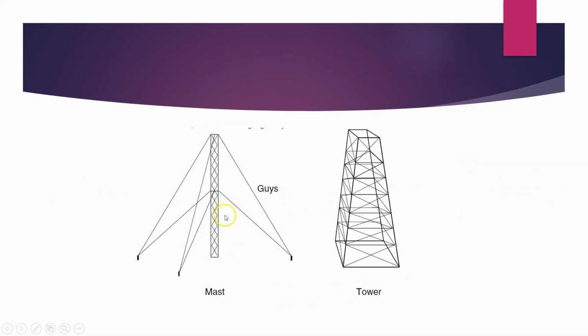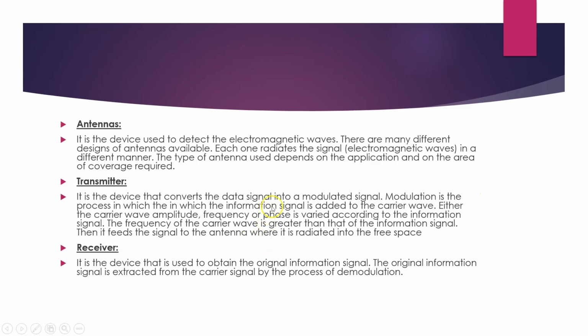These are various antenna structures: a mast, a tower. An antenna is a device used to detect electromagnetic waves. There are many different designs of antennas available, and each one radiates a signal in a different manner. The type of antenna used depends on the application and on the area of coverage required.